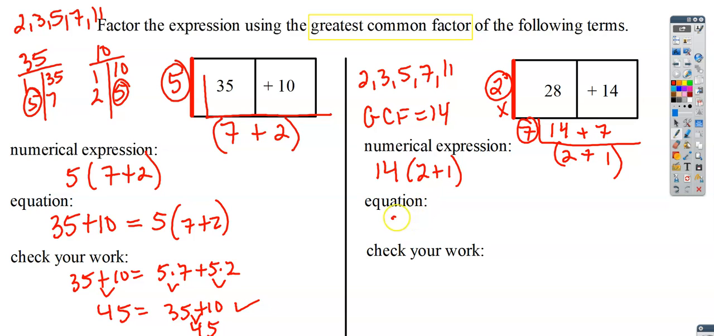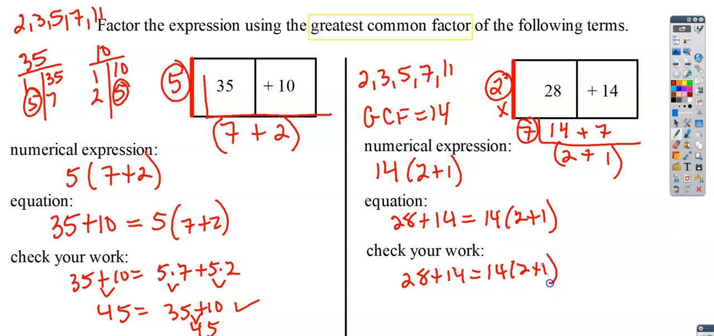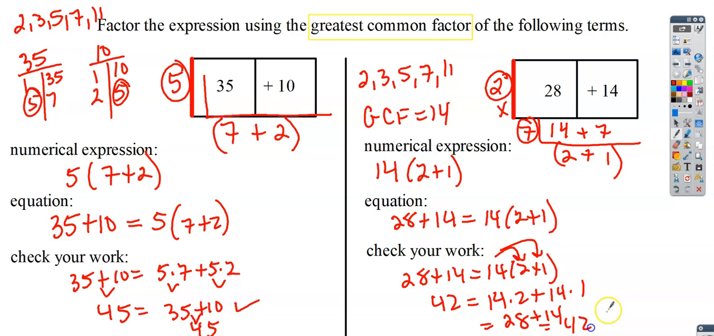Now my equation is, go back to the original area, 28 plus 14 equals 14 times 2 plus 1. I'm going to check my work, and I'm going to make sure that the left side really does equal the right side by doing the distributive property. 28 plus 14 is 42 equals 14 times 2 plus 14 times 1 equals 28 plus 14, which, yes, equals 42. Cool. All right.